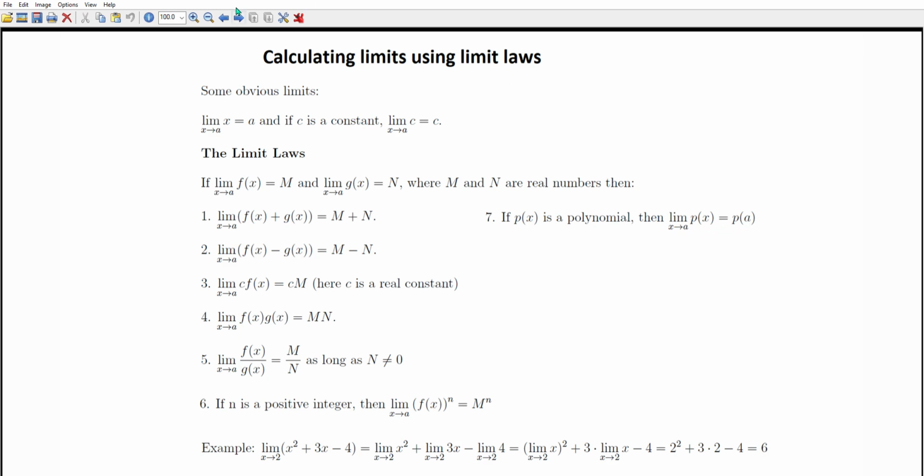the limit as x goes to a of p(x) is p(a). And then the last thing we want to talk about in terms of a limit law is nth roots. The limit as x goes to a of the nth root of f(x) is the nth root of the limit, with the caveat here that if n is even, m has to be bigger than 0. We cannot be taking square roots of negative numbers.